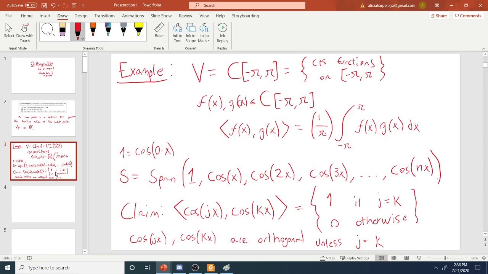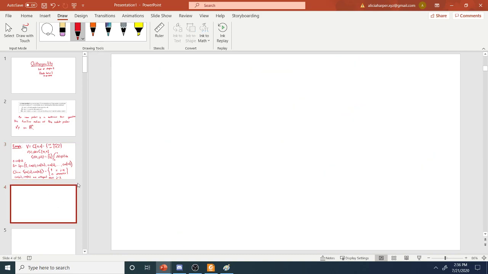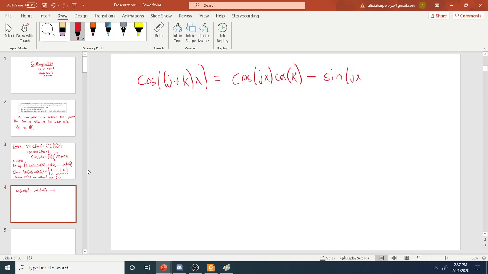So let's prove this. To prove this, I'm going to make the following observation, which is that cosine of j plus k times x is equal to cosine of jx cosine kx, using the addition formula for cosines, minus sine of jx sine of kx.